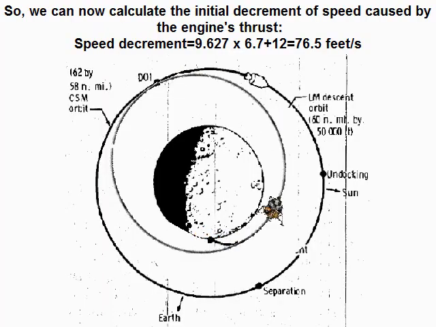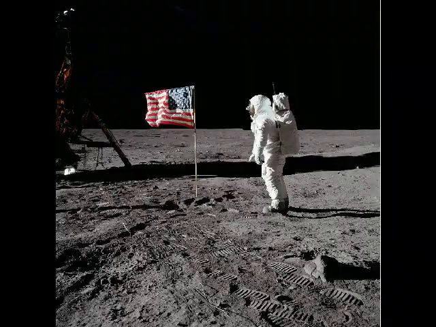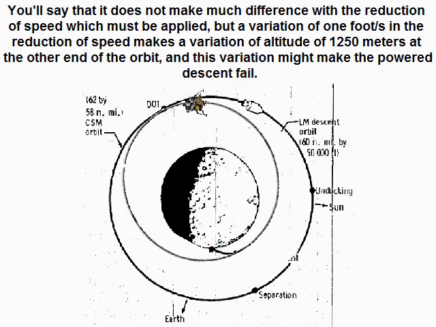So we can now calculate the initial decrement of speed caused by the engine's thrust. Speed decrement equals 9.627 by 6.7 plus 12 equals 76.5 feet per second. You'll say that it does not make much difference with the reduction of speed which must be applied, but a variation of 1 foot per second in the reduction of speed makes a variation of altitude of 1250 meters at the other end of the orbit, and this variation might make the powered descent fail.